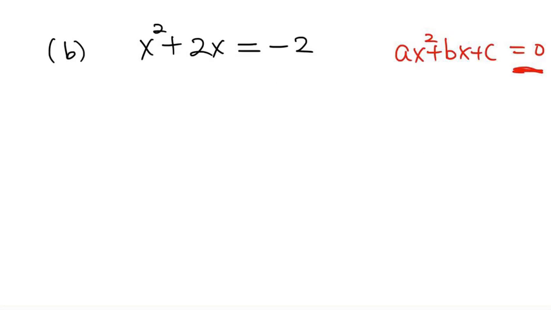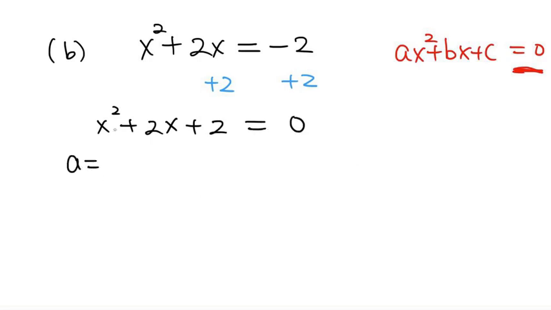So we're going to add 2 to both sides of the equation, plus 2, and we get x squared plus 2x plus 2 equals 0. Now a is the coefficient of x squared. Remember, if there is no number in front of a variable, the number multiplied is 1. So a equals 1, b equals 2, and c equals also 2.